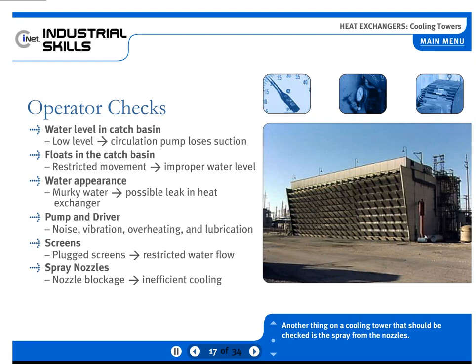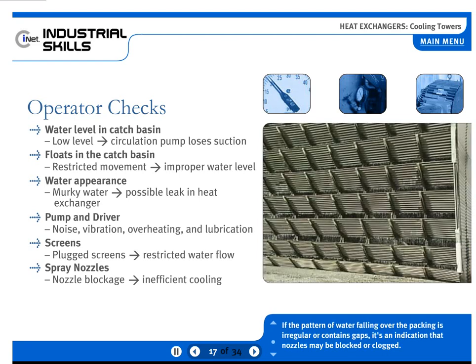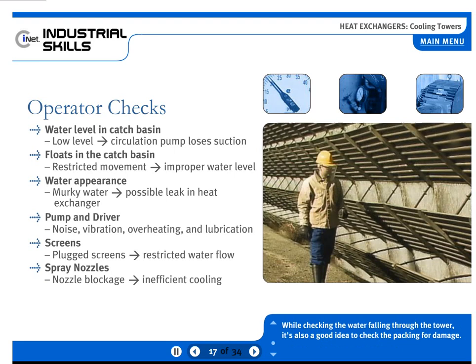Another thing on a cooling tower that should be checked is the spray from the nozzles. In order for the tower to cool efficiently, the water has to be distributed evenly over the packing. If the pattern of water falling over the packing is irregular or contains gaps, it's an indication that nozzles may be blocked or clogged. While checking the water falling through the tower, it's also a good idea to check the packing for damage.